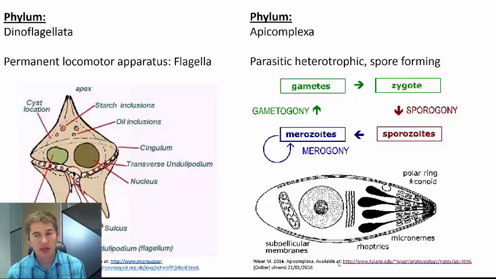So these don't have any locomotor apparatuses. They can't move at all, but they can infect a variety of hosts, and they can cause a lot of trouble. So just recapping what I've talked about, four different types of body plans, and I've talked about some of the diversity of protists.